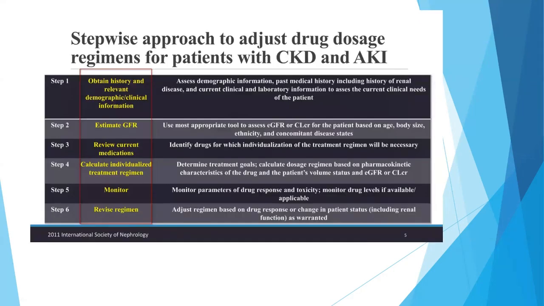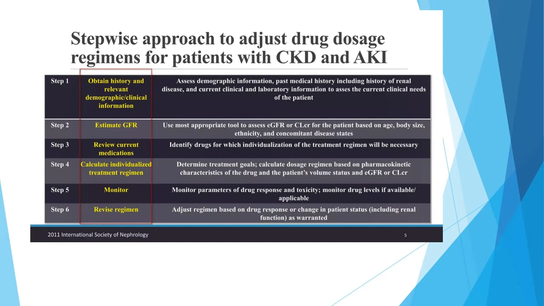The stepwise approach to adjust drug dose regimens for patients with CKD and AKI is, first, you need to obtain the history and relevant demographic and clinical information. You need to assess the demographic information, past medical history, including history of renal disease, and current clinical and lab information to assess the current clinical needs of the patient. Estimate the GFR: use the most appropriate tools to assess the eGFR or creatinine clearance of the patient based on the age, body size, ethnicity, and concomitant disease states.